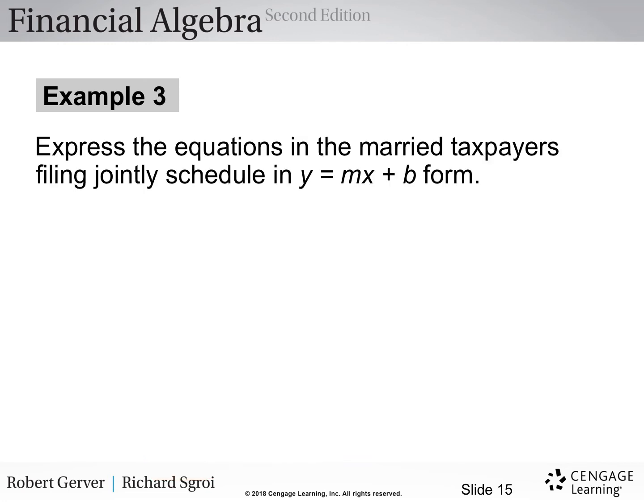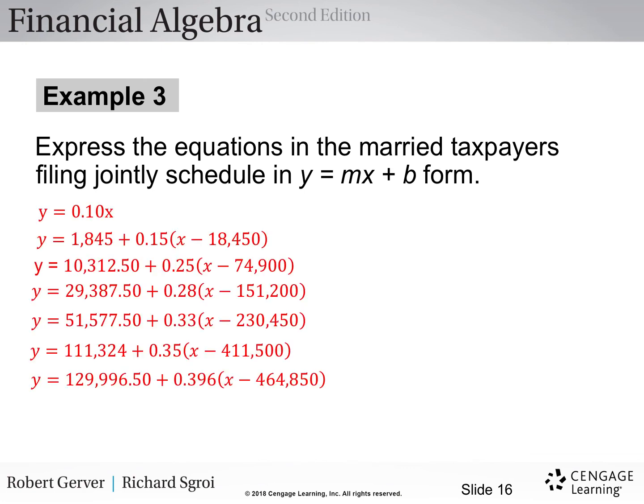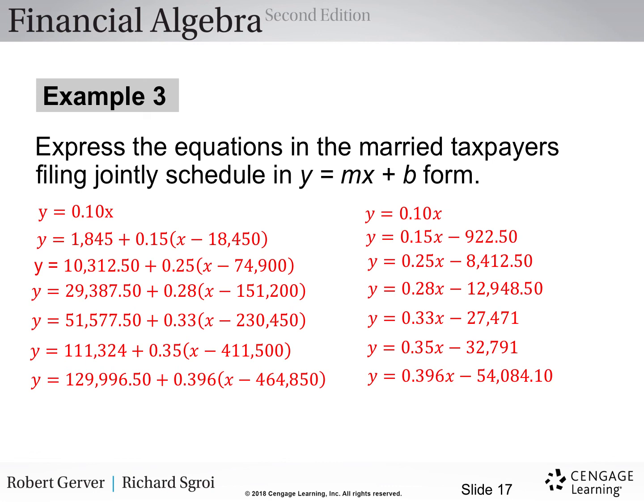So now let's look at example 3. Here they want us to express the equations in the married taxpayers filing jointly schedule in y equals mx plus b form. Initially, our equations look like this over here on the left side, all right? Now, if we simplify these and get rid of the parentheses by distributing, we end up with our y equals mx plus b form for each of these equations from the tax schedule.